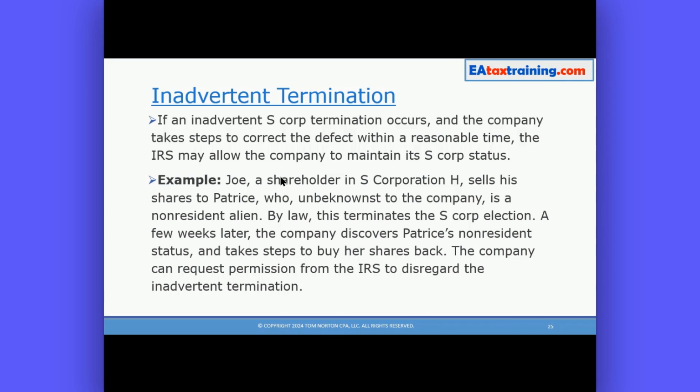A few weeks later, the company discovers Patrice's non-resident status and takes steps to buy her shares back. The company can request permission from the IRS to disregard the inadvertent termination and thereby keep their S Corp status. The IRS does not have to grant that, but they can. And usually, if it really is an honest inadvertent termination and you really did take those steps to correct it once you found out about it, the IRS will allow you to maintain your S Corp status, but they don't have to, and you have to request that.